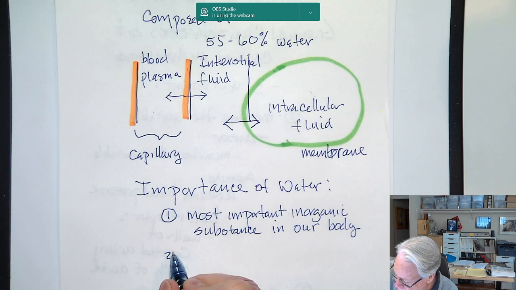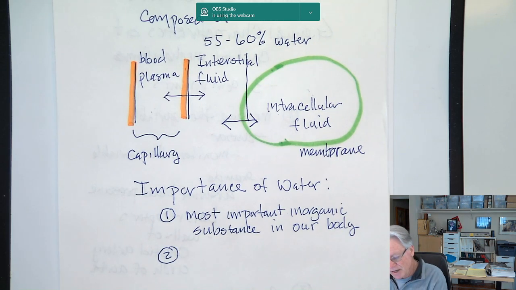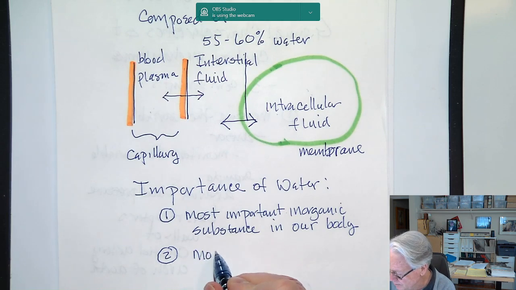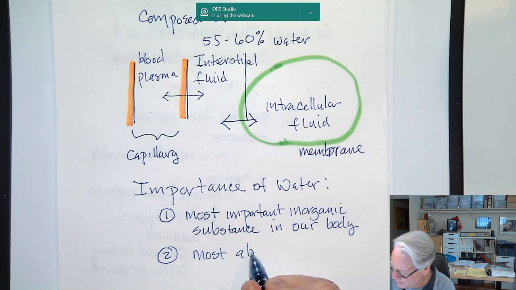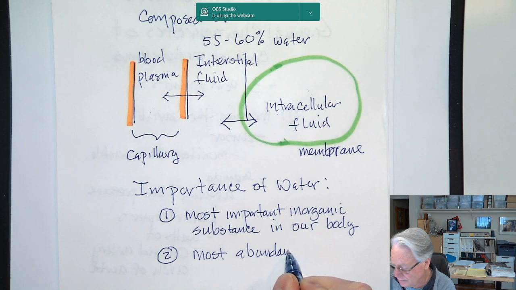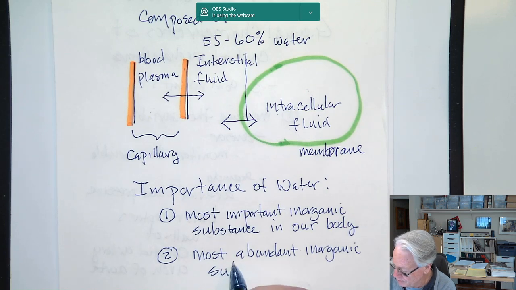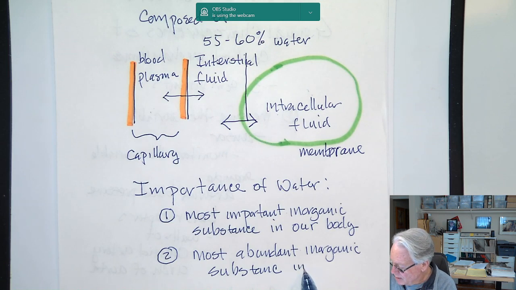Number two, it's the most abundant inorganic substance in our body.